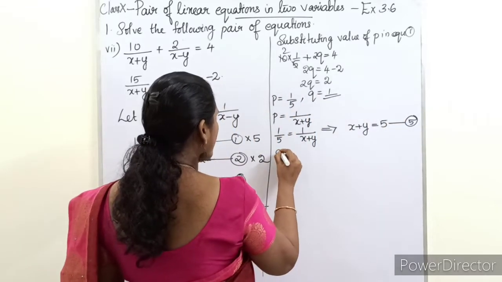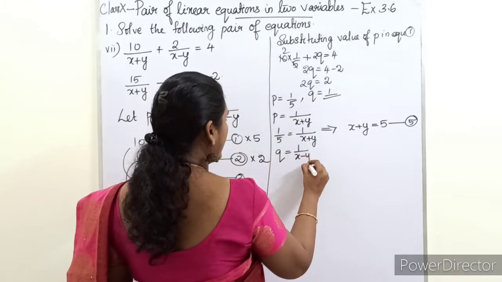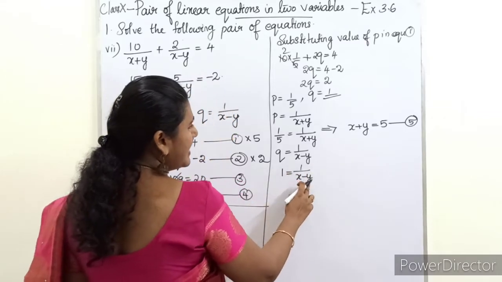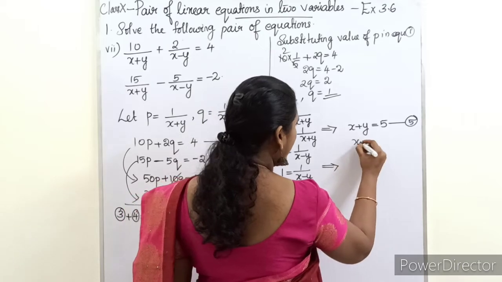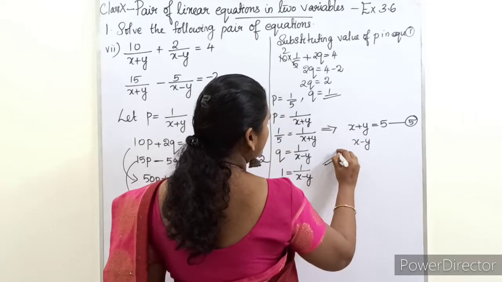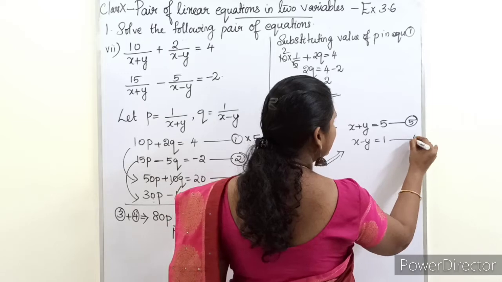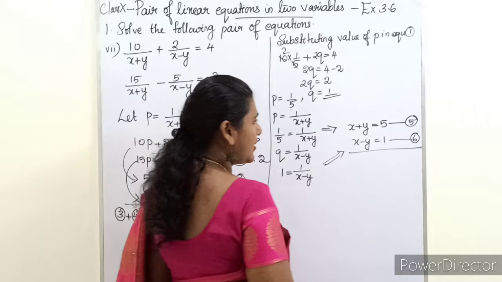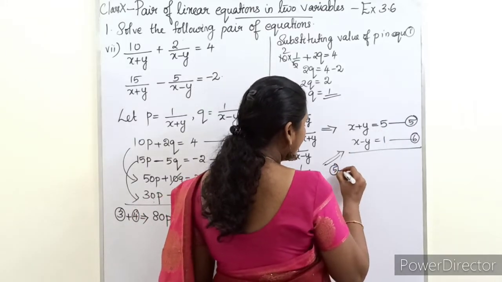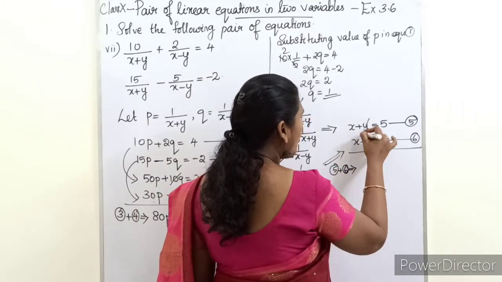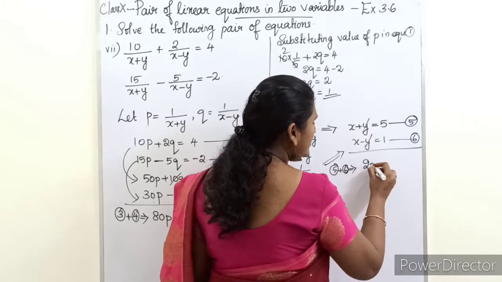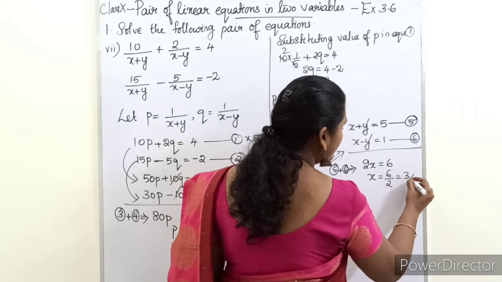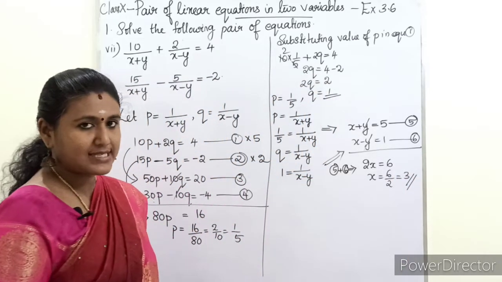Okay, and q is equal to 1 by x minus y, and q value we got as 1. So 1 is equal to 1 by x minus y, which gives the equation x minus y is equal to 1. This is the sixth equation. So again we got two linear equations in x and y. Now we will add equation 5 and 6. So the variable y will get cancelled and you will get 2x is equal to 6. So x is equal to 6 by 2 is equal to 3. So you will get the value of x as 3.